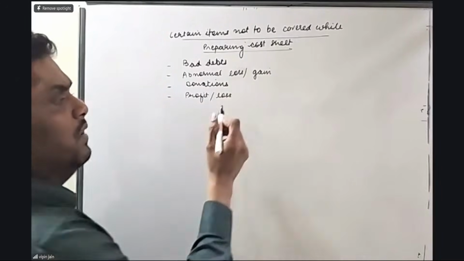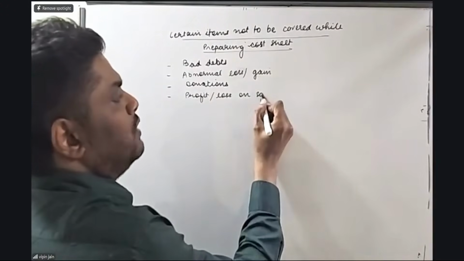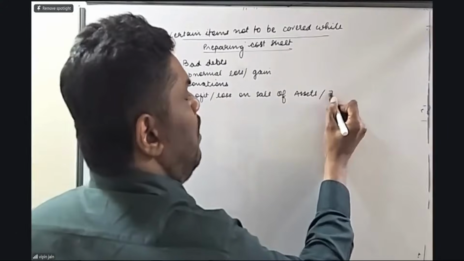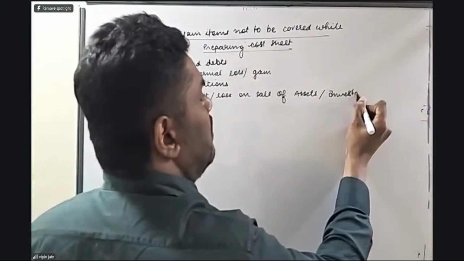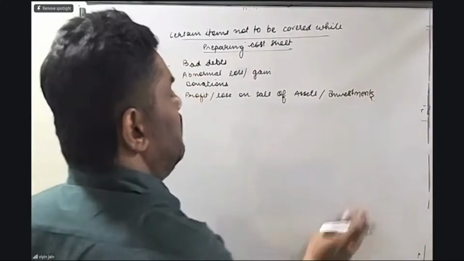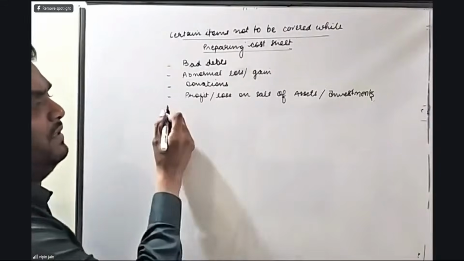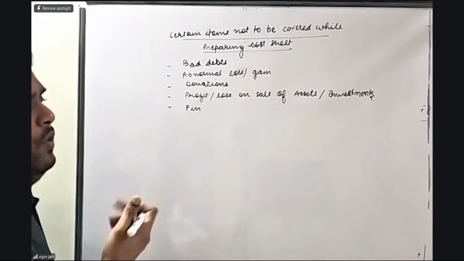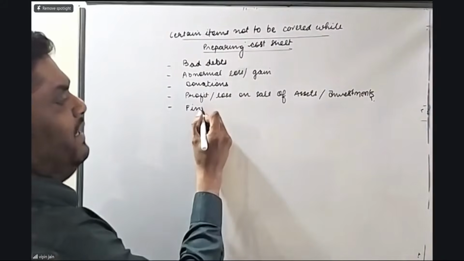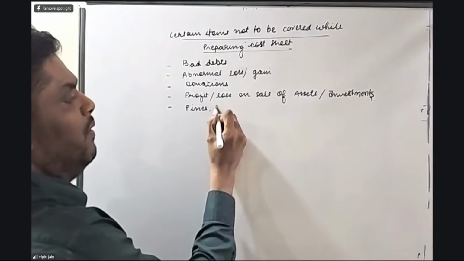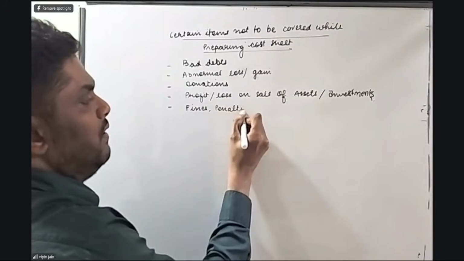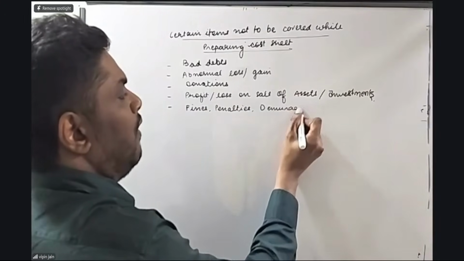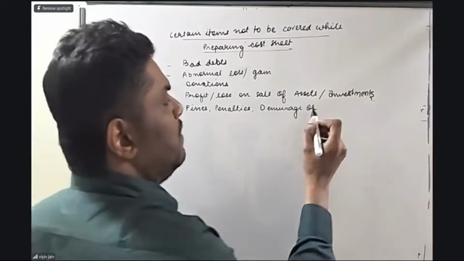Profit or loss on sale of assets or investments will never form part of cost sheet. Any sort of fines, actually it is covered under abnormal loss, but still writing it: fines, penalties, demurrage, or any abnormal cost.